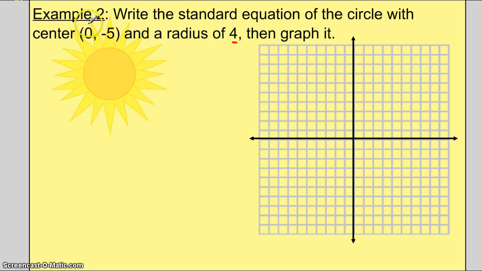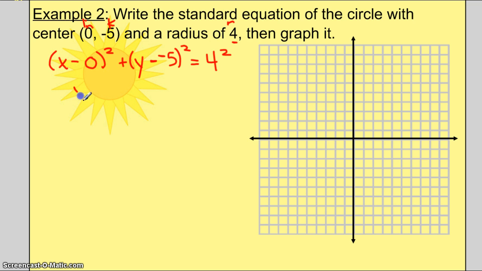We know that this is our h, this is our k, and the 4 is our r. So again, using that equation, we can plug all of our numbers in. x minus h, which is 0, squared, plus y. Now here's the tricky part because we've got minus a -5 squared equals our radius squared, which would be 4 squared. So we do some simplification here.